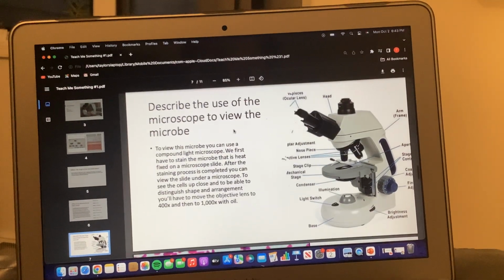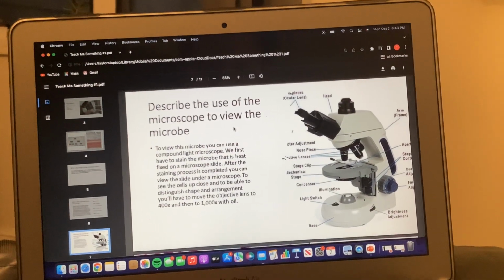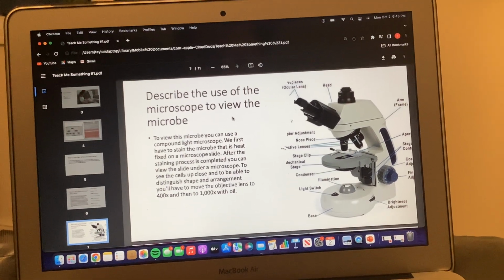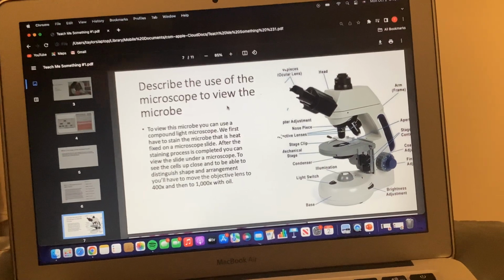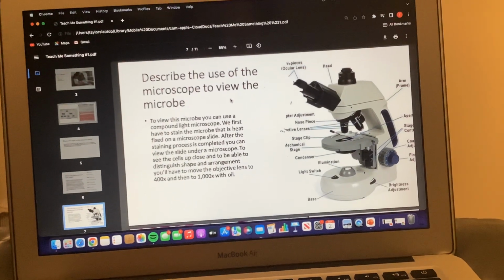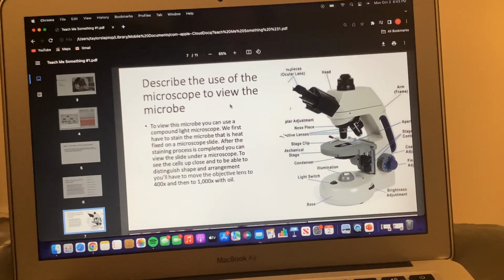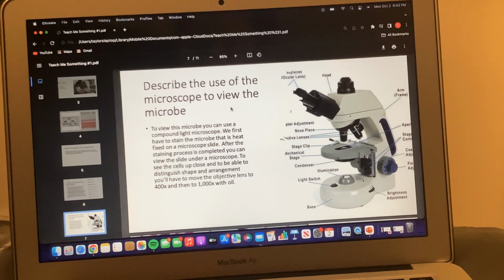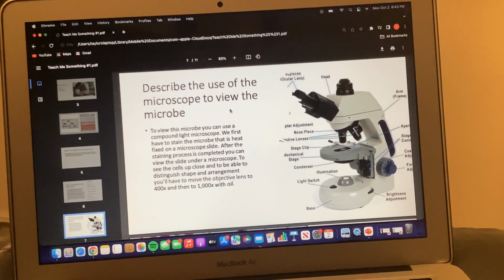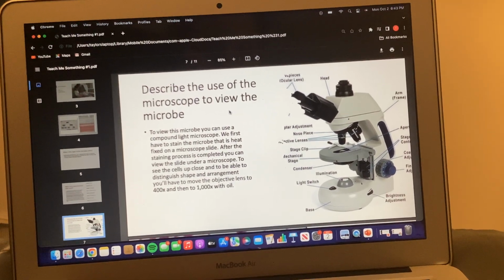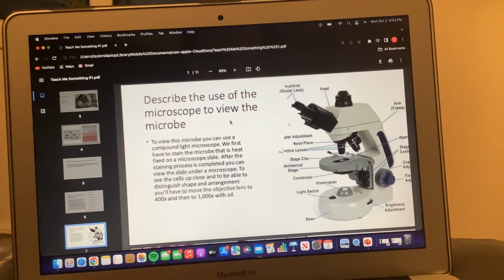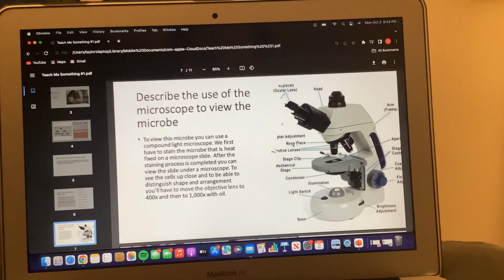Describe the use of the microscope to view the microbe. To view this microbe, you can use a compound light microscope, which we use in class. We first have to stain the microbe, that is, heat fixed on a microscope slide, and after the staining process is completed, you can view the slide under a microscope. To see the cells up close and to be able to distinguish shape and arrangement, you'll have to move the objective lens to 400x and then 1000x with immersion oil. And then that's just the microscope.